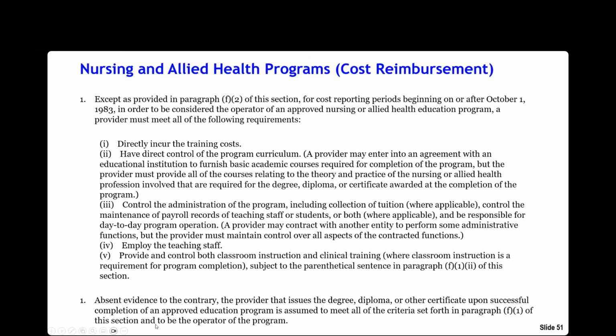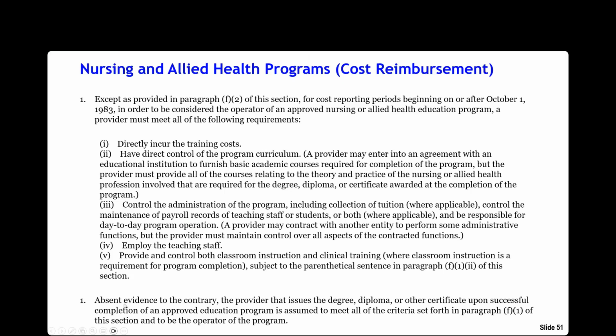Now, number one, here's where the confusion was. There's a bottom part that says, absent evidence to the contrary, the provider that issues the degree or diploma is assumed to meet all the criteria. So some people were reading and said, oh, hey, you have a degree, we're good.